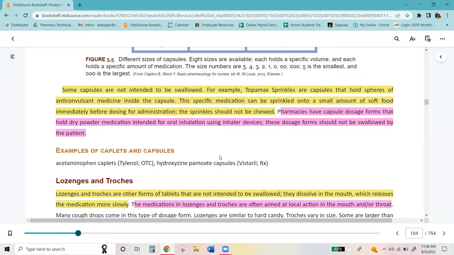Pharmacies have capsule dosage forms that hold dry powder medication. Those are intended for oral inhalation using inhaler devices, and these dosage forms should not be swallowed by the patient. So there's a few different inhalers on the market that take a capsule. You have to place the capsule inside the inhaler, but you do not consume it by mouth.